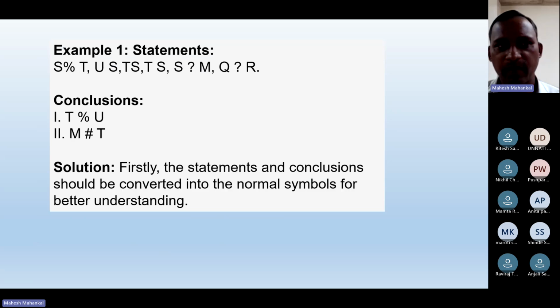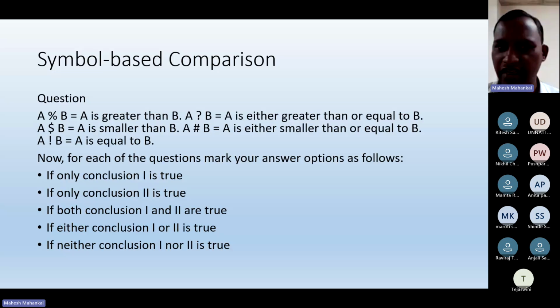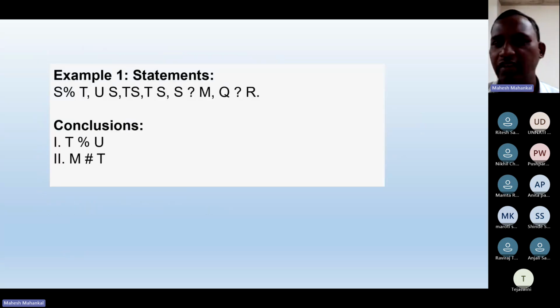Okay. See, the answer is firstly the statement and conclusion should be converted into the normal symbols for better understanding. Okay, these are symbols. What does it mean by percentage? You have to convert into that. Like S percentage T. Percentage means it is greater than. T is greater than S. You have to make symbols. You have to convert into marks. You can say mark. Okay.